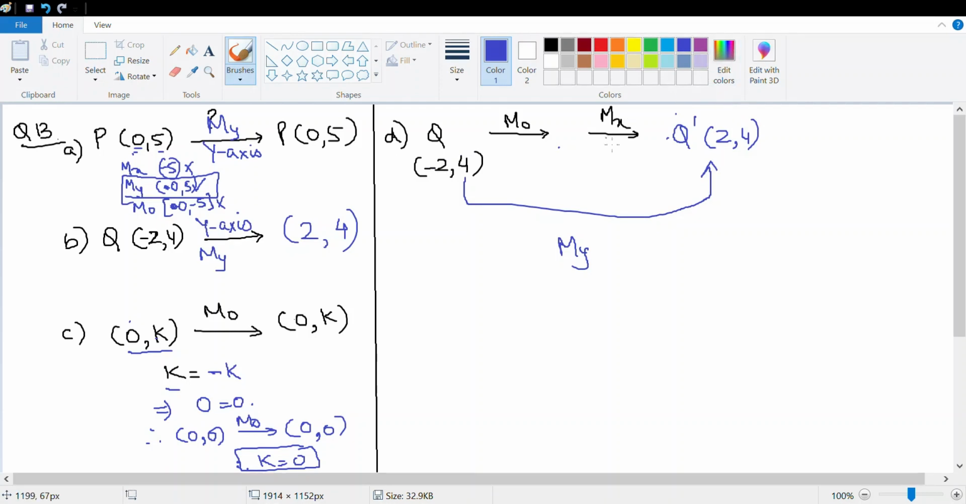Let's look at the answer in any case. So if I do O, both the signs will change. This will become 2, -4. When I do X, only the sign of Y will change. So this will become 4. Perfect.